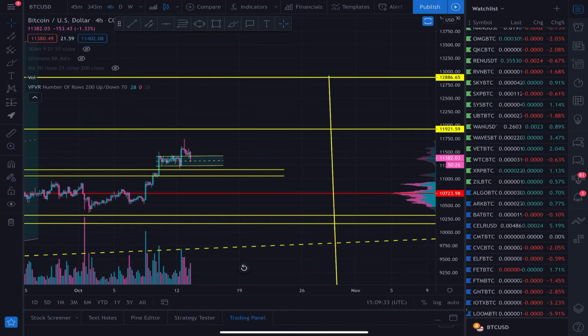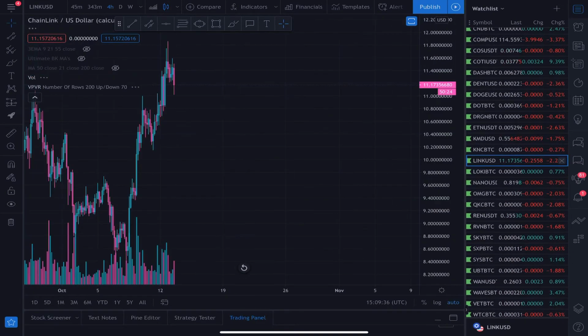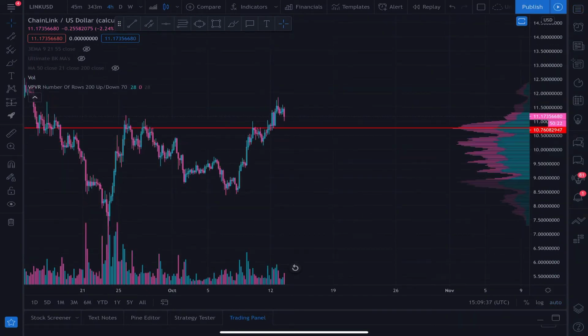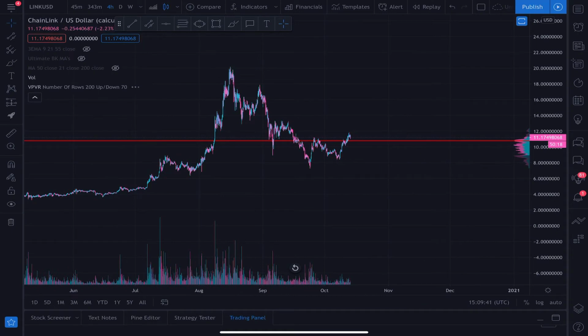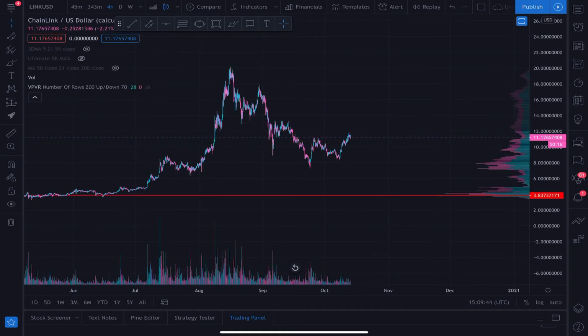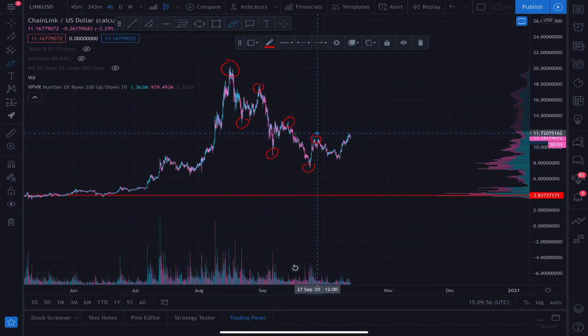Chainlink. Where are you? There you are. Okay, Link USD. I always zoom out. I got to see the macro structure. So macro structure, we're in a downtrend. Okay, we do have this. So we are coming out of, we got a high, a low, a lower high, lower low, lower high, lower low, lower high. And now we have a higher low and we have a higher high. So this is good. This is really good.